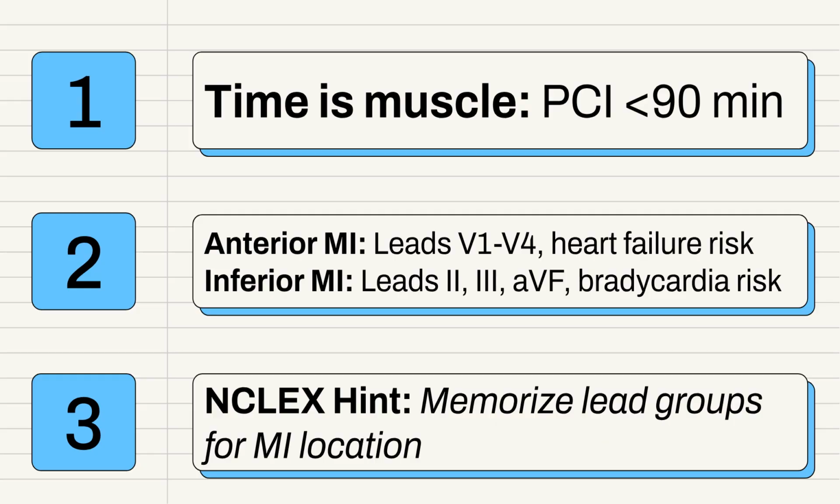NCLEX style question. A patient with chest pain has ST elevation in leads V3, V4. What's the priority? Answer: notify the physician and prepare for PCI. Focus on ABCs, airway, breathing, circulation, and memorize biomarker timing. Troponins peak in 3 to 4 hours.